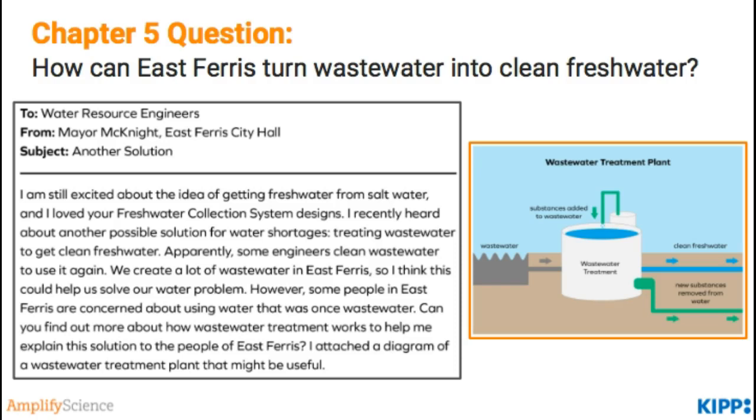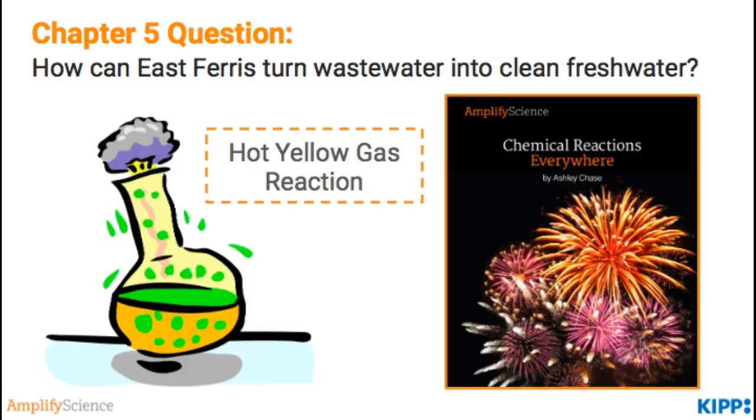In this chapter, students will discover how wastewater treatment plants work. And that's, yes, through chemical reactions. Students get to do a really great activity to investigate chemical reactions called the hot yellow gas reaction. After this intro lesson, they will read Chemical Reactions Everywhere, which talks about many different chemical reactions, as well as ways to identify a chemical reaction versus a physical reaction.